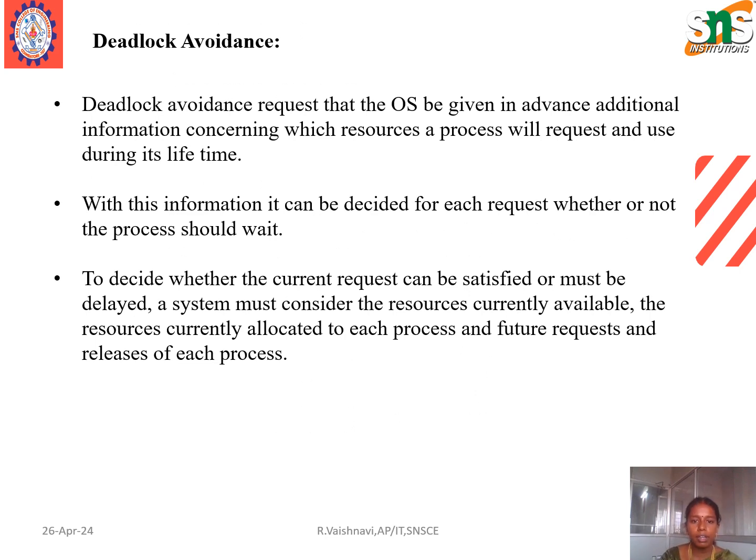Next one, deadlock avoidance. Deadlock avoidance requires that the OS be given in advance additional information concerning which resources the process will request and use during its lifetime. Second point, with this information, it can be decided for each request whether or not the process should wait. Third one, to decide whether the current request can be satisfied or must be delayed, the system must consider the resources currently available, the resources currently allocated to each process, and future requests and releases of each process.